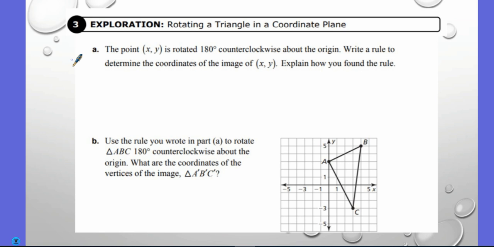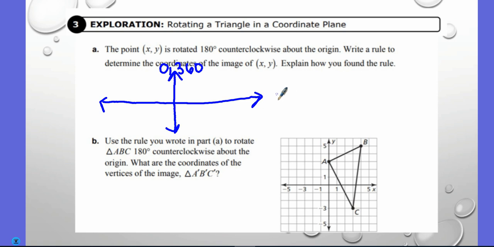It says point XY is rotated 180 degrees counterclockwise about the origin. Write a rule to determine the coordinates of the image of XY. Explain how you found this rule. Okay, so I'm just going to go over that coordinate plane again. That's going to help you figure out the rules. So you get 0 and 360 are in the same spot. Then you get 90, you get 180, then you get 270. That's if you go clockwise, and then counterclockwise is going to be blue.